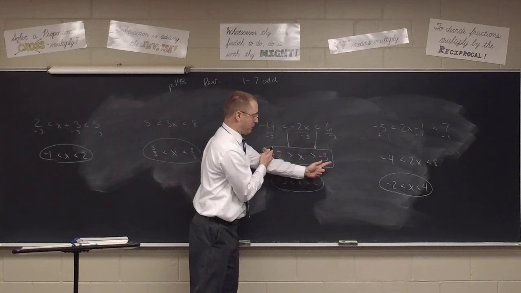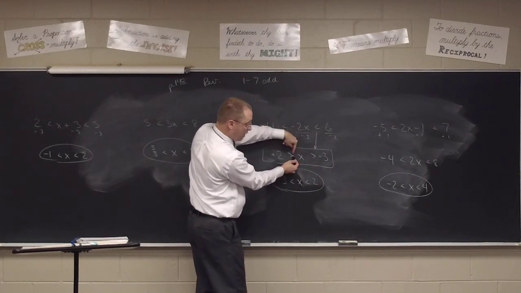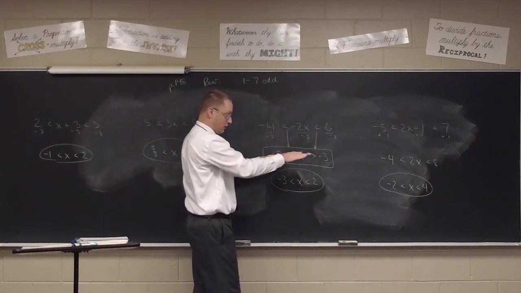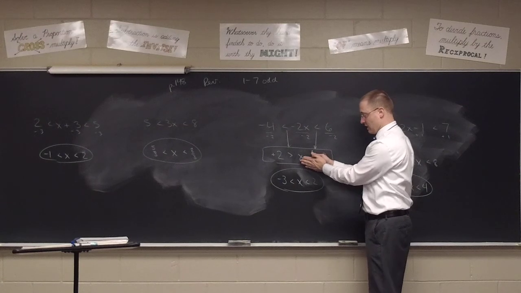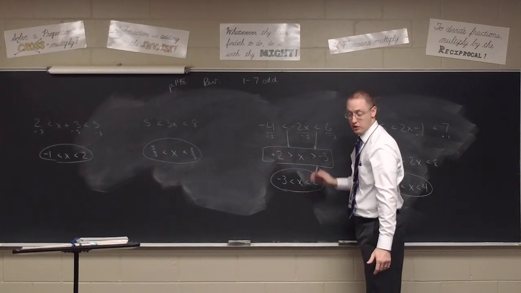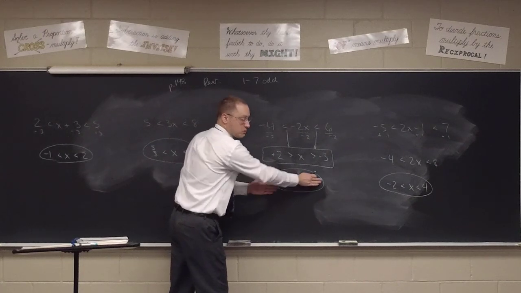That's when we have to flip it around to say that negative 3 is smaller than the x, which is smaller than the 2. Kind of like instead of looking at it this way, looking at it from this perspective, negative 3 is less than the x, which is smaller than the 2, and they just keep getting bigger. Well, now we have to flip it so it still says the same thing. Negative 3 is less than x, which is less than 2.